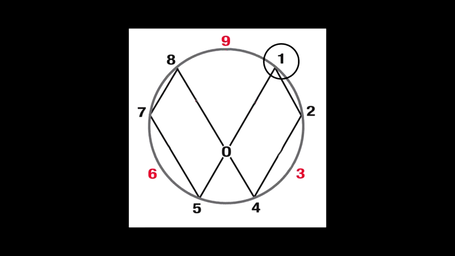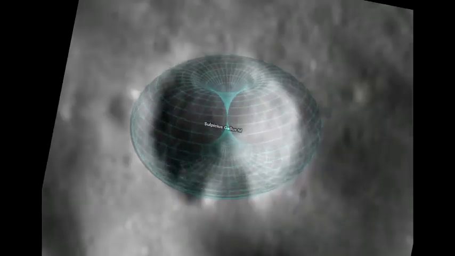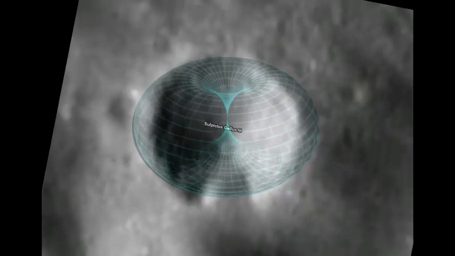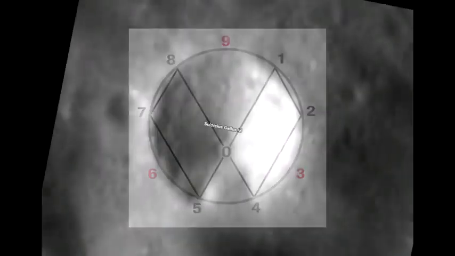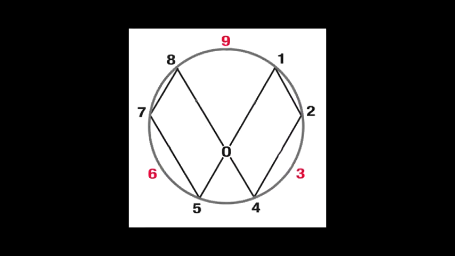You have 1 and 1 is 2, 2 and 2 is 4, 4 and 4 is 8, 8 and 8 is 16, which is 1 and 6 is 7, 7 and 7 is 14, 1 and 4 is 5, 5 and 5 is 10, 1 and 0 is 1, so you're back at 1. In the center you see the 0. So this pattern is the pattern of the torus. Let's put it on our crater and you'll see that's a perfect match.